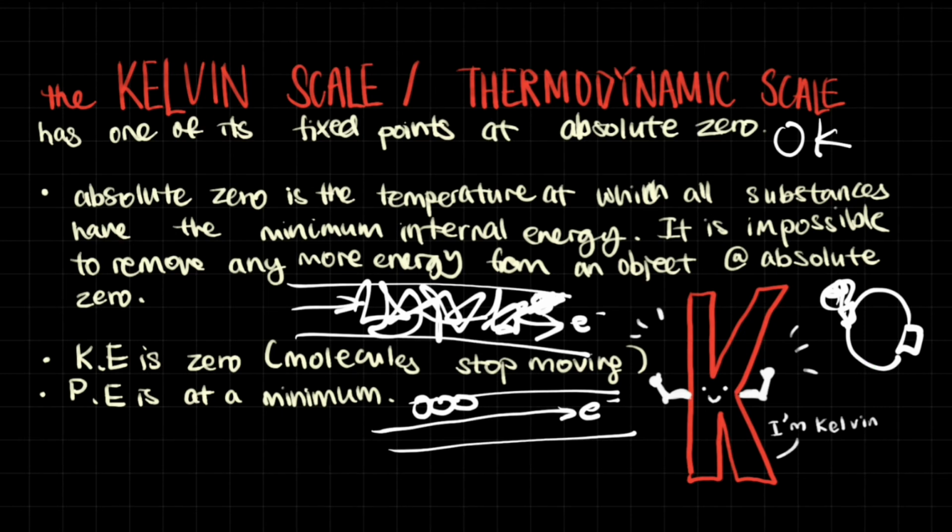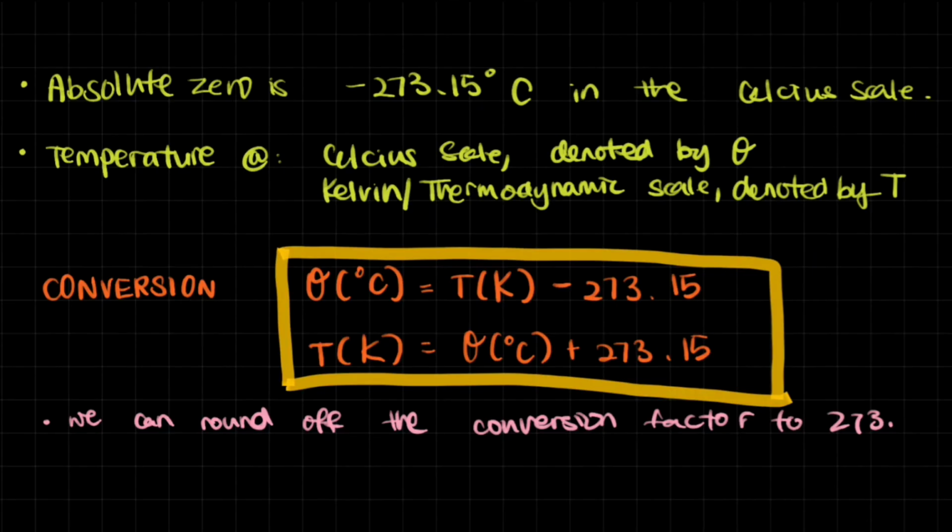At 0 kelvins, some crazy things happen, and one of them is superconductivity. So now moving on to the more practical stuff. Absolute zero that we just talked about, where all objects, all molecules stop moving, is negative 273.15 degrees Celsius in the Celsius scale. Temperature in the Celsius scale is denoted by theta. The Kelvin or thermodynamic scale is denoted by T. I think that's also pretty important to note.